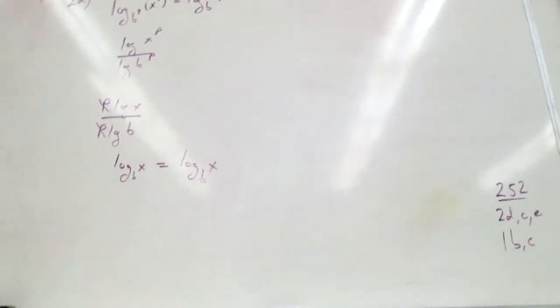So we got log of x over log of b, which can become log base b of x. Yeah, just like putting it back, like undoing. Yeah, totally. We just had to get rid of those p's.